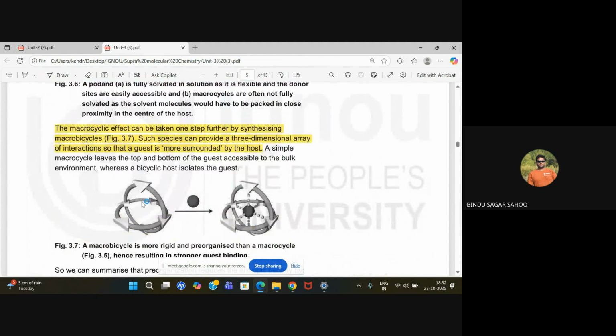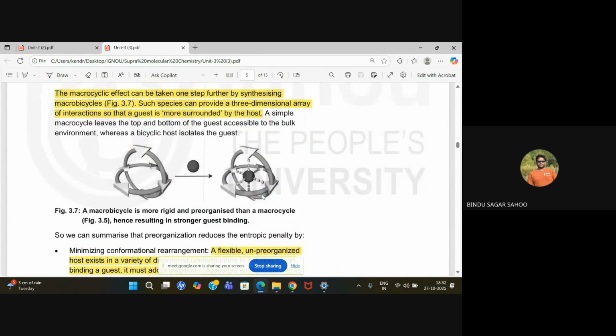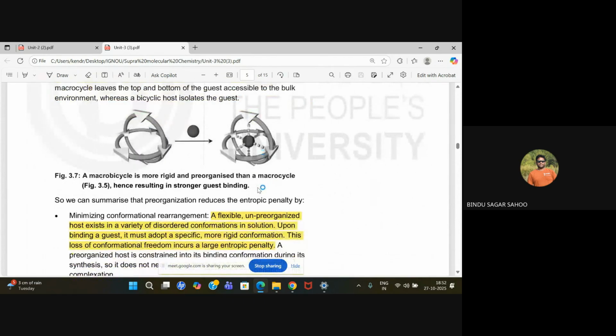So you can see here, this is a cryptanoid structure, or macrobicyclic complex, that can interact with a guest molecule and form a three-dimensional interaction among themselves. So we can summarize that if there is pre-organization, it can reduce the entropy penalty. The entropy penalty will be less if the molecular receptor is more pre-organized.